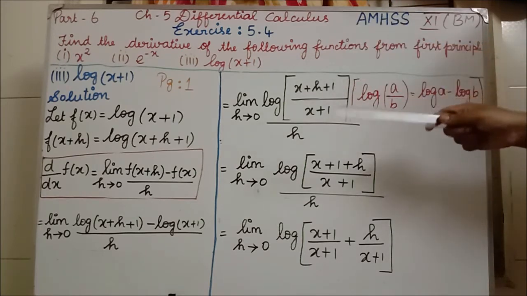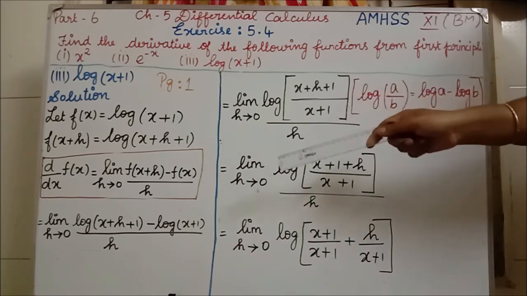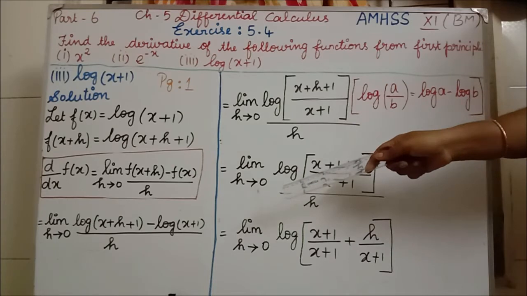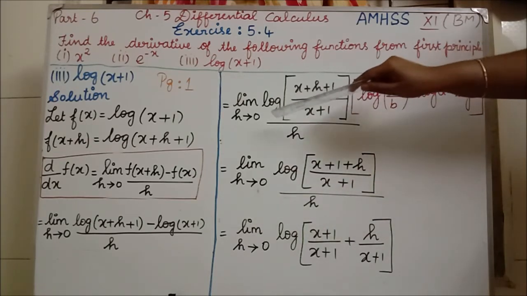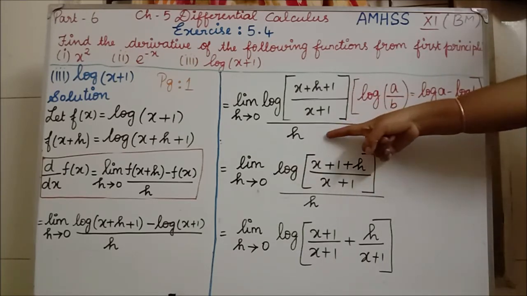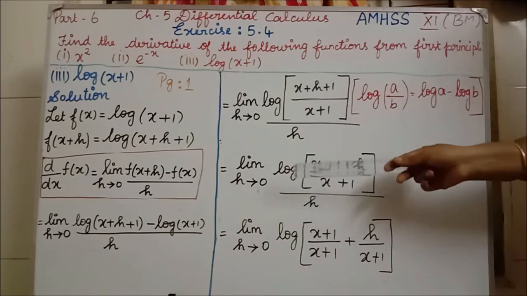So limit h tends to 0, log a value is what? x+h+1. So (x+h+1) divided by b value, which is x+1. Clear? Then divided by h you have to write. You should not forget to put the denominator h. Clear? So limit h tends to 0, log.